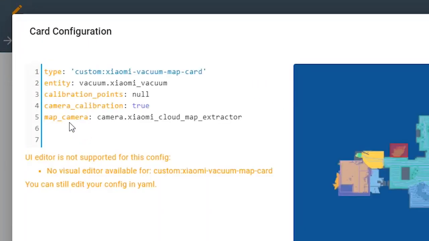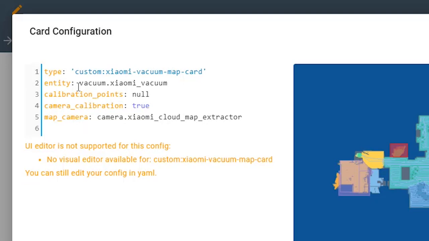Now, I'll place this code on my website because it's kind of a cut down version of it. But if you look, the items that are required in here are obviously the type, and the entity of the vacuum that you want to call. In this case, it's the Xiaomi vacuum.